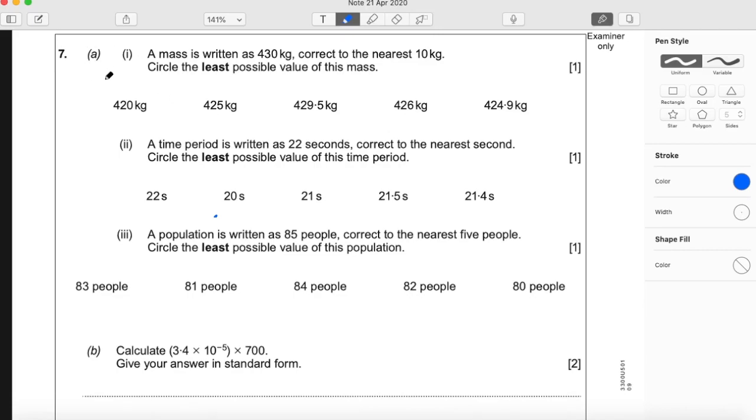This is question 7, part A, part 1. A mass is written as 430 kilograms, correct to the nearest 10 kilograms. Circle the least possible value of this mass.